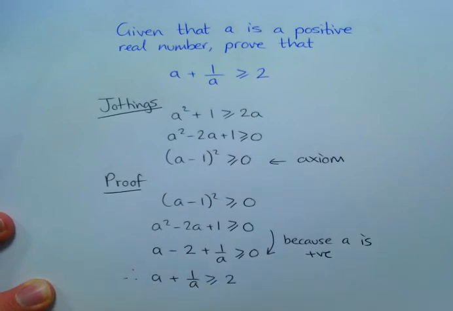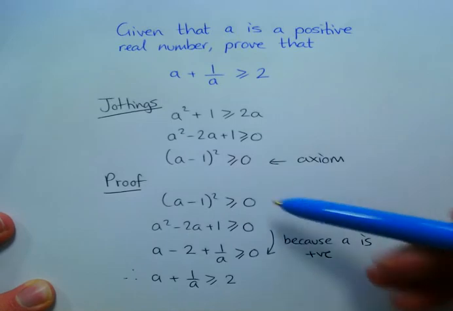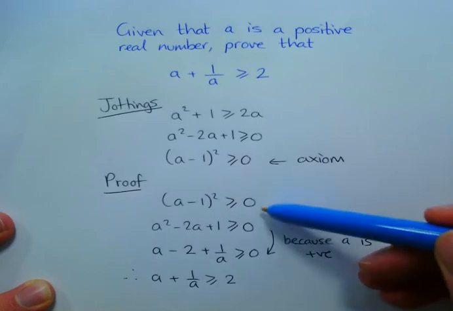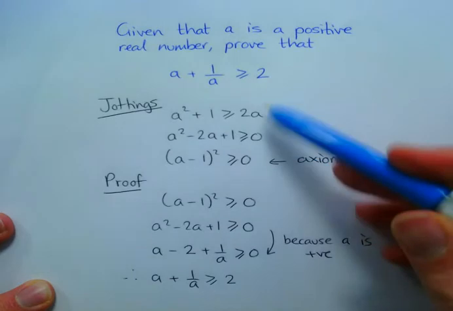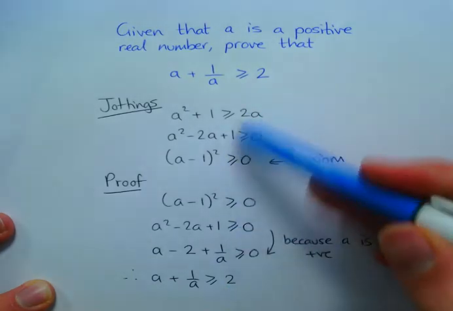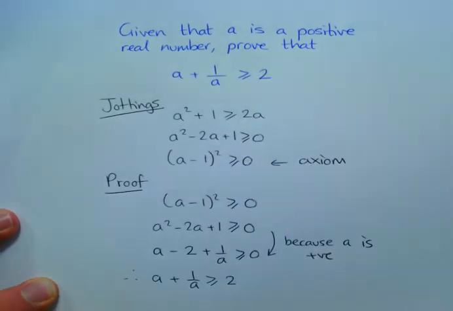So that's proven, but you can only start your proof from an axiom, and then you can manipulate it to get what you want it to. So that one is kind of dull because it is really the opposite of what we've just done. So let's have a look at another one.